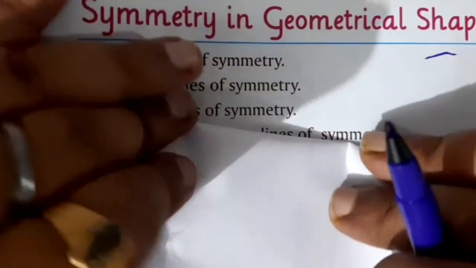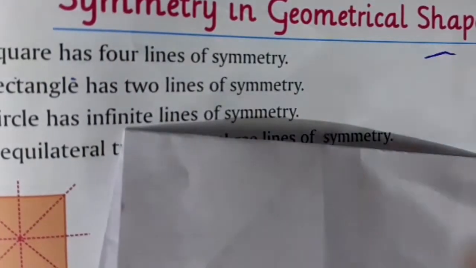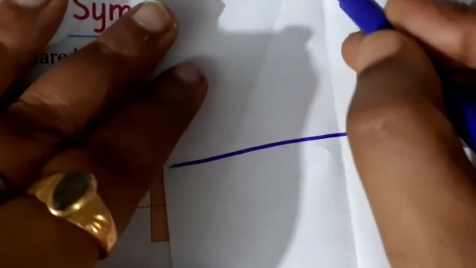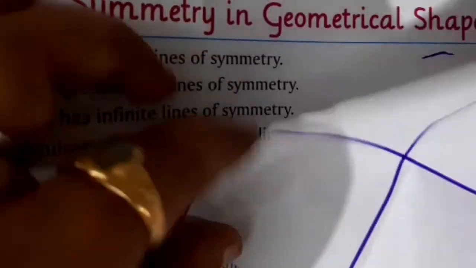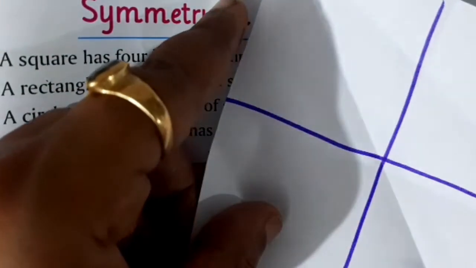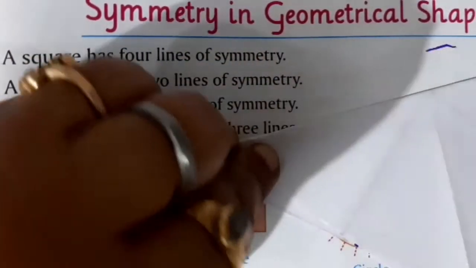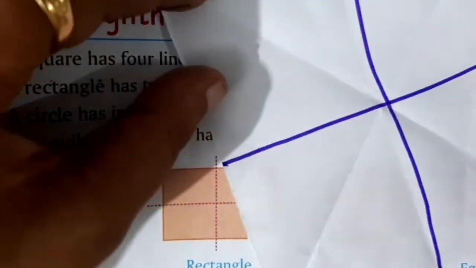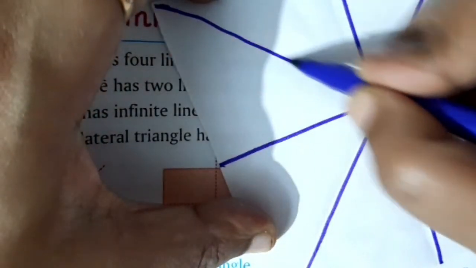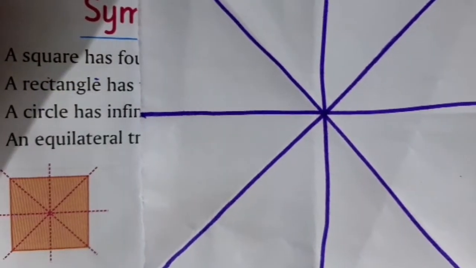Same way, if I fold it like this also, again both the parts are superimposing. So I got one more line of symmetry like this. Now if I fold it diagonally, again both the parts are superimposing. So again I got this line of symmetry. You can see this crease. And in the same way, if I fold it like this, again I got one more line of symmetry. Now I can see the 4 lines of symmetry here. So a square has 4 lines of symmetry.